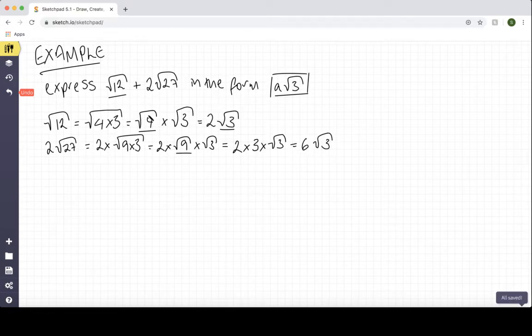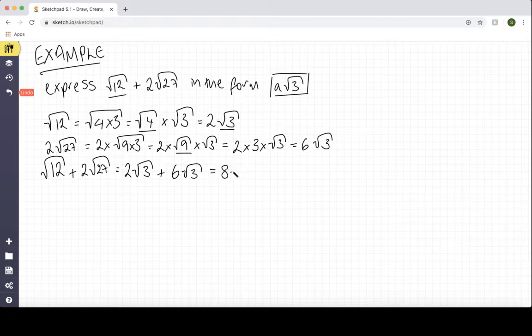So then last step, it wants the square root of 12 plus 2 times the square root of 27. So let's write that out. We've got the square root of 12 plus 2 times the square root of 27. And the square root of 12 we know is equal to 2 times the square root of 3, as we've done up here. And similarly, 2 times the square root of 27, we know that is 6 times the square root of 3. So just as we did earlier, 2 times root 3 plus 6 times root 3 is going to be equal to 8 times the square root of 3.